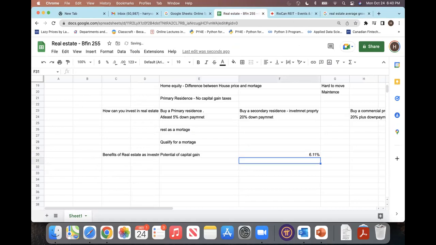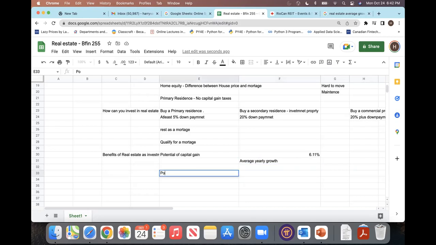It might be higher some years, it might be negative some years, but if you take a long-term average, that is 6.11%. So that is the potential capital gain you can get on your real estate property. This 6.11% is average yearly growth. So it's like investing $100,000 and every year it grows by roughly around 6%.